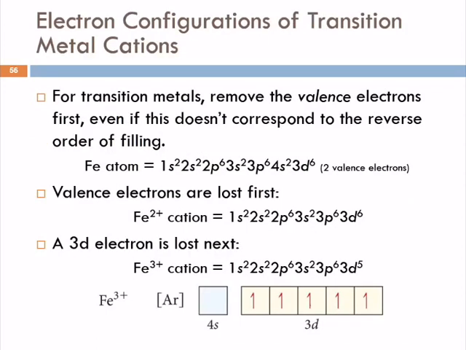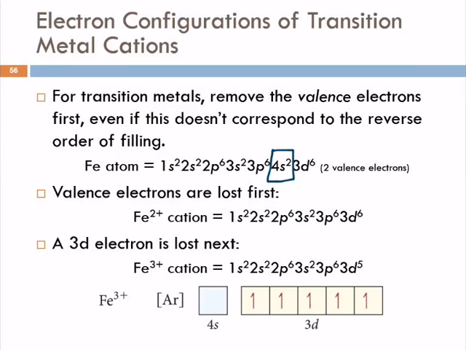The transition metals are a little squirrely. They're not as predictable. What we do here is we remove the valence electrons first, even if that is not the same as the reverse order of filling. So here's the electron configuration for iron. We identify the valence electrons by looking for the highest principal quantum number. That's right there, 4s. Iron has 2 valence electrons. Those 3d electrons are not considered valence electrons.